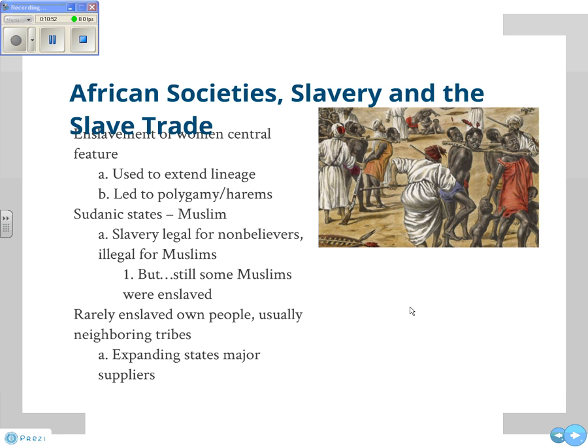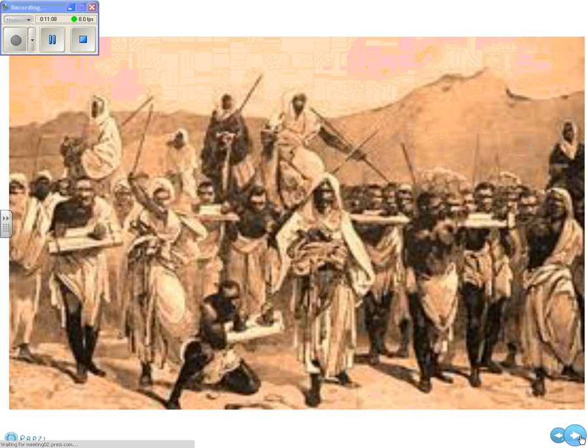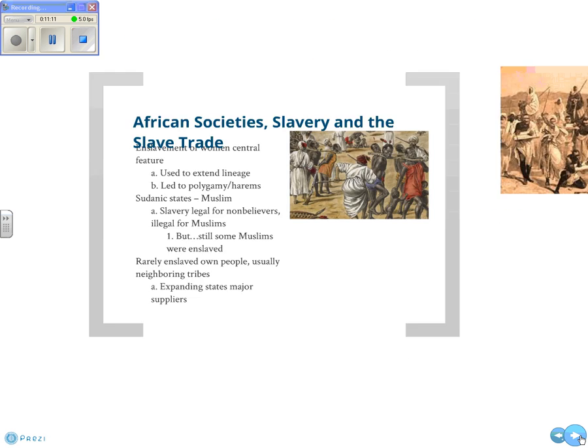Okay, so next up, what was the impact of the slave trade on African politics? Here I've got what is supposed to be a drawing from this time period of Arab Muslims taking slaves out of Africa. Okay, sorry, I forgot that was there.